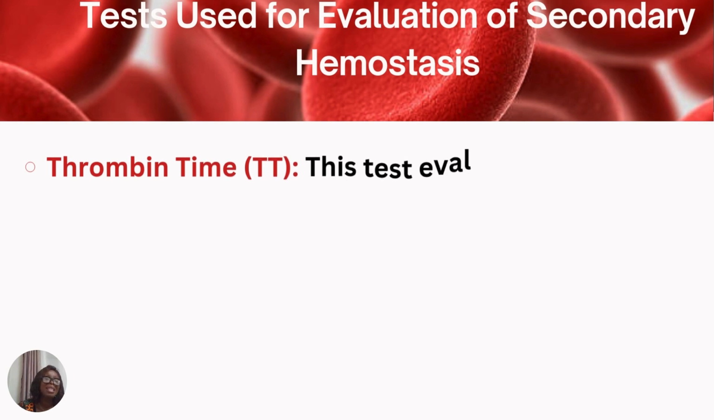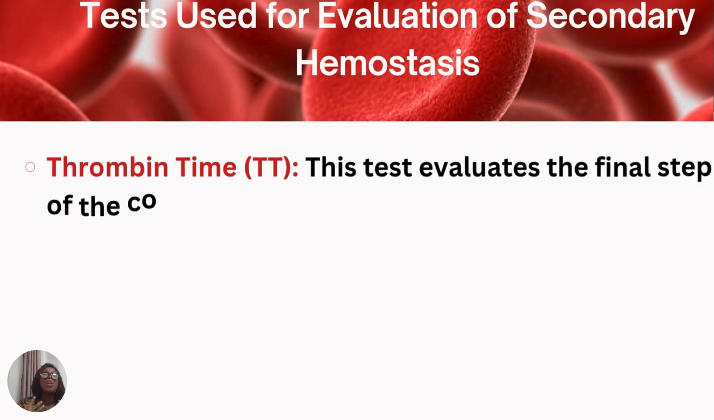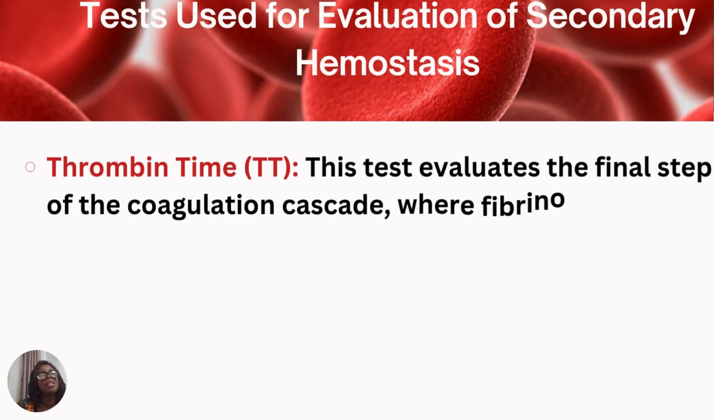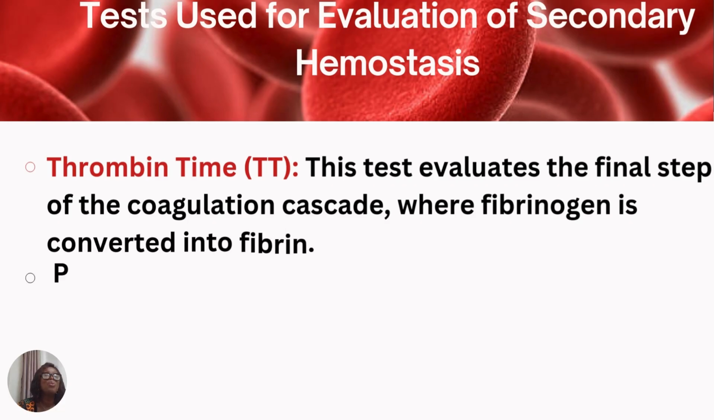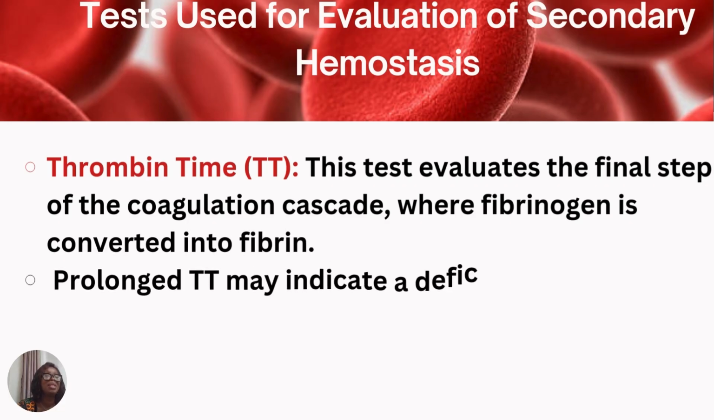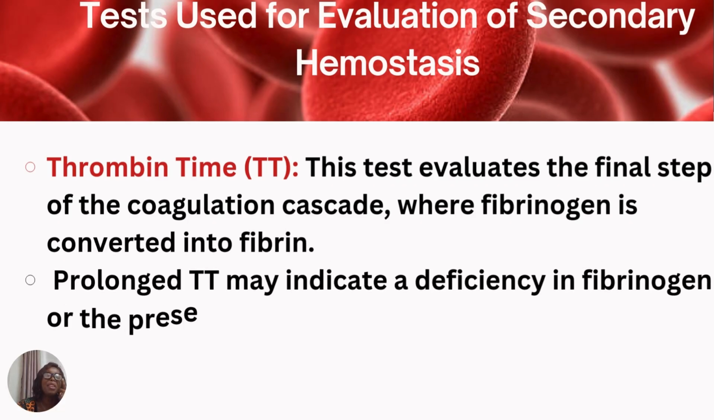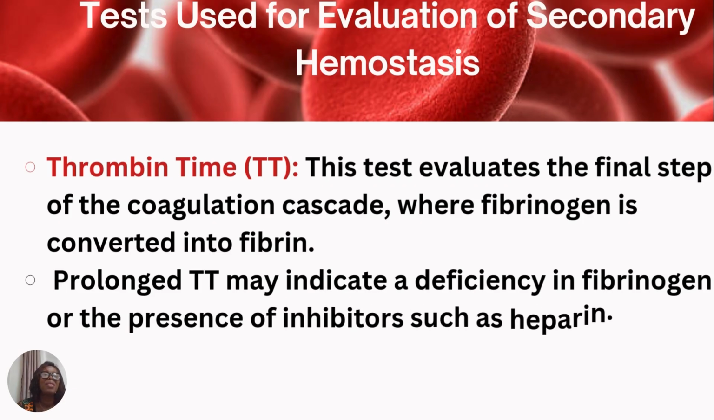We have another test that can be used to evaluate secondary hemostasis. The test is called thrombin time test. This test evaluates the final step of coagulation cascade where fibrinogen is converted into fibrin. Prolonged thrombin time test may indicate deficiency in fibrinogen or the presence of inhibitors such as heparin.